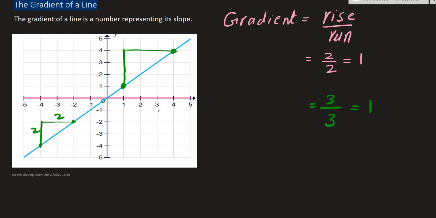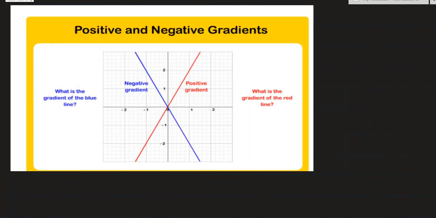Okay, now I'm going to tell you about the positive gradient and the negative gradient. Okay guys, you can see here that the gradient of this red line is going to be positive, and the gradient of this blue line is going to be negative. So if the line goes like this, it's a positive gradient, and this is going to be a negative gradient. We're going to do more practice questions as well.